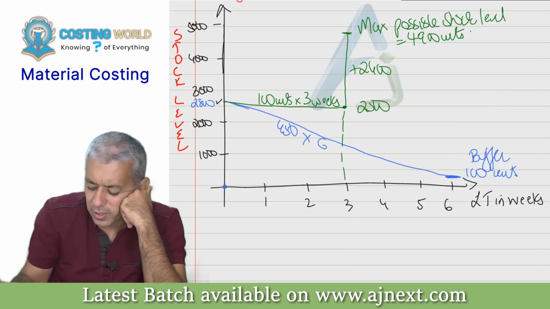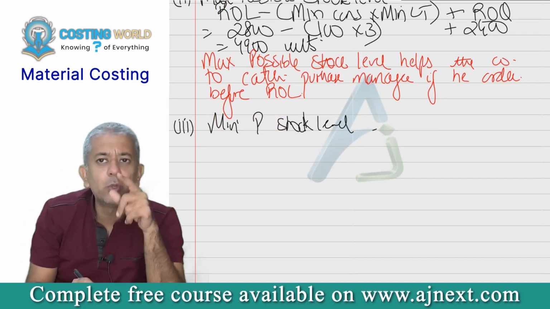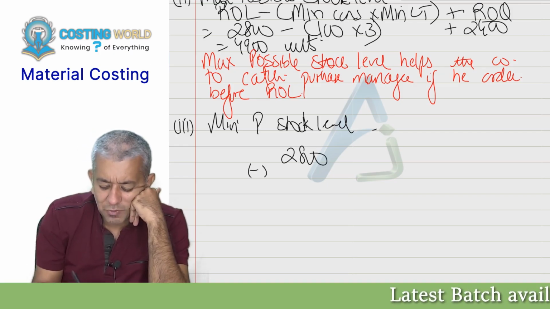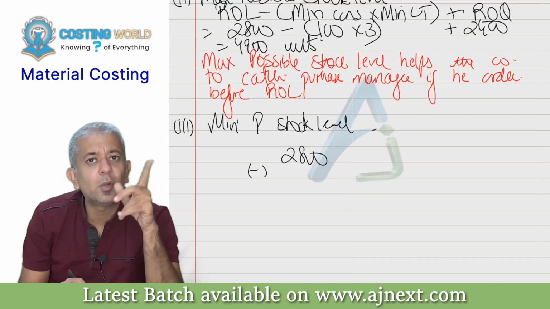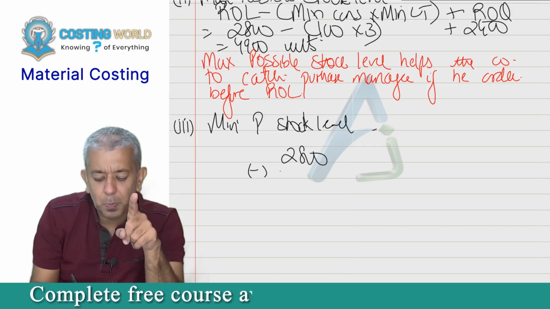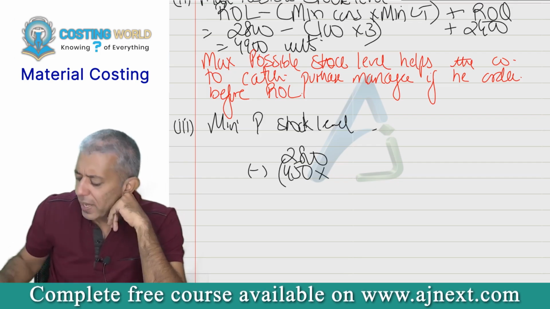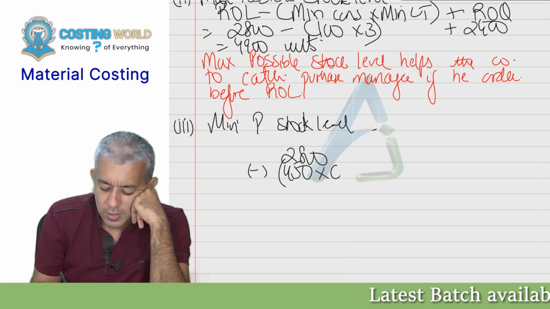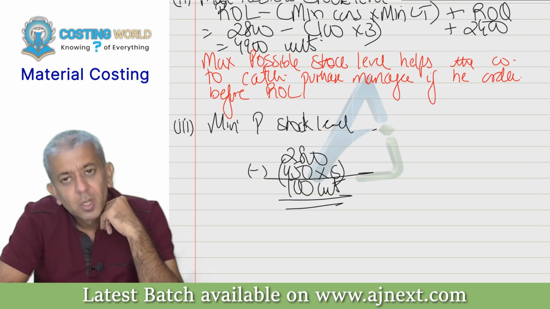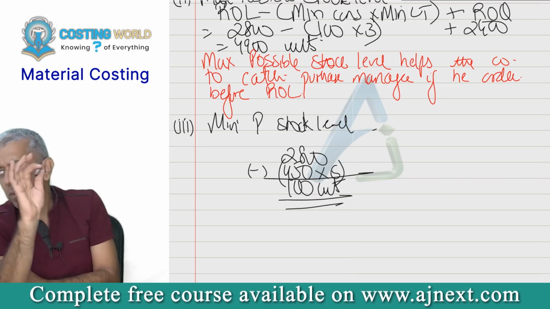If you all still didn't get it, if we want minimum possible stock level, tell me at what level do you order? Tell me a number. 2800. If you want minimum possible stock level, you should think of maximum consumption. So maximum consumption is how much per week? 450. And the supplier will come in how much time? 6 weeks. So minimum possible stock level is supposed to be 100 units. Your stock level cannot go below. Is that fine? Yes, sir.